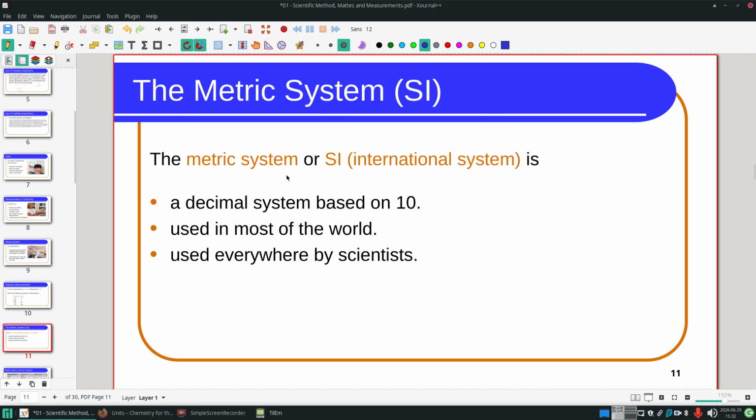Now, why is that? Well, it was more of the consistency, but it's also a little bit easier to use when you convert. None of that 12 inches to 1 foot and 5,280 feet to a mile. In the metric system, everything's multiplied by 10. So there's 100 centimeters to a meter. There's 1,000 meters in a kilometer. Everything's a multiple of 10.